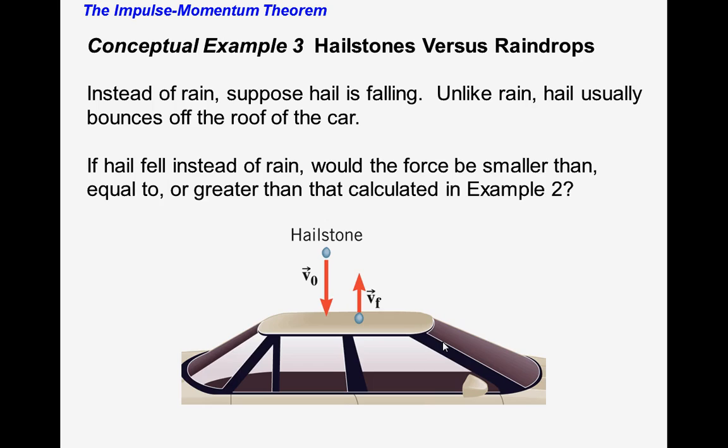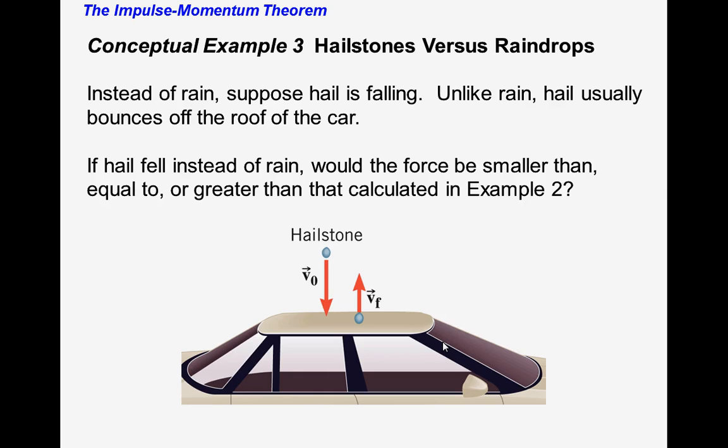If we have hail instead of rain, hail bounces off the roof of the car. It doesn't stop and stick. Well, in that case, would the force be smaller than, equal to, or greater than? So rain falls splat onto the roof of your car, hailstone bounces off. Would that have a greater force? Well, does it experience a greater change in momentum? The change in momentum for the raindrop is just mv.